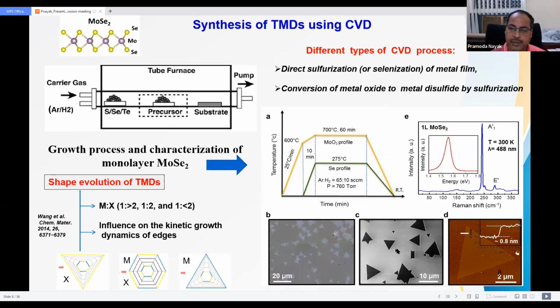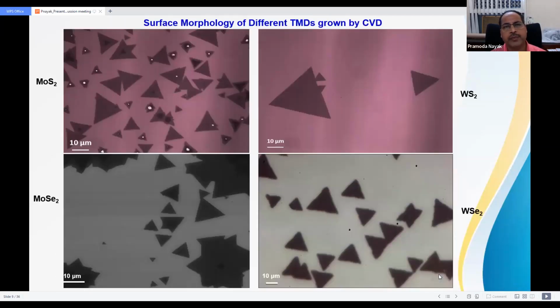Then we take this type of sample for the characterization. You can see the AFM images, and you can see there is a complete monolayer. Analytically you can calculate that the thickness is around 0.7 to 0.8 nanometer. This is the surface morphology of the different TMDs made by CVD: molybdenum disulfide, tungsten disulfide, molybdenum diselenide, tungsten diselenide, and so on.